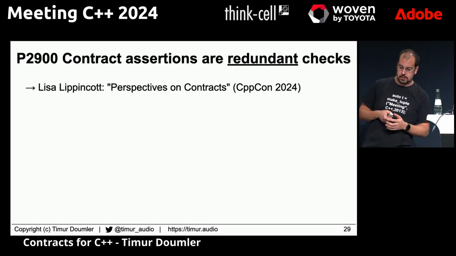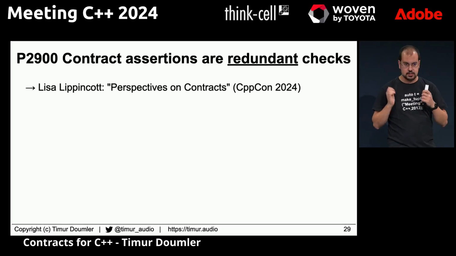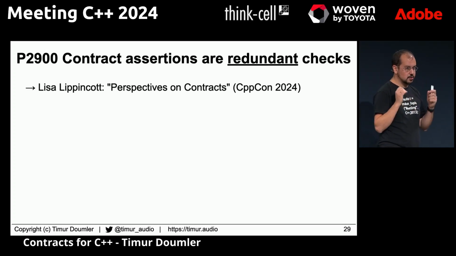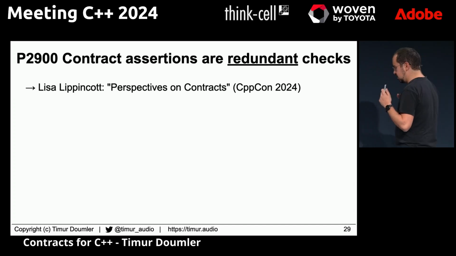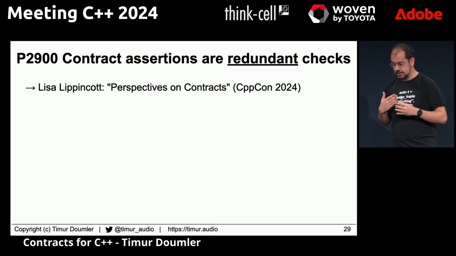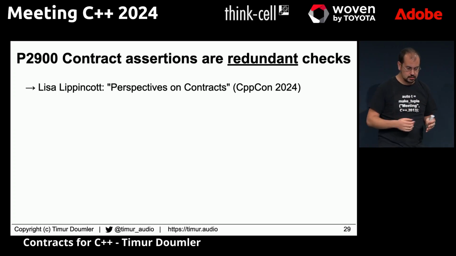So really important to recognize here is that contract assertions are redundant checks. In a correct program, you don't need them and they do nothing. Right? So they're only there and they're only really interesting if your program is incorrect, and they help you find out that your program is incorrect and do something about that.